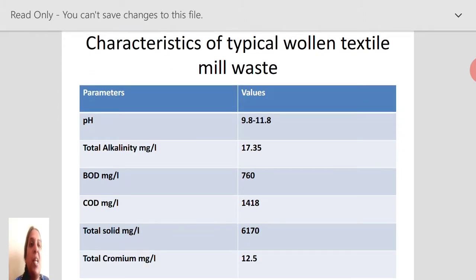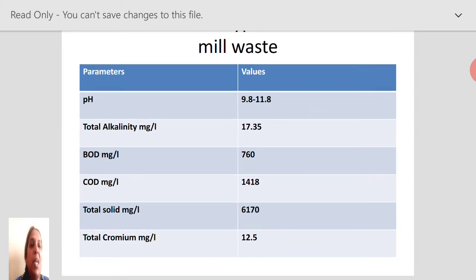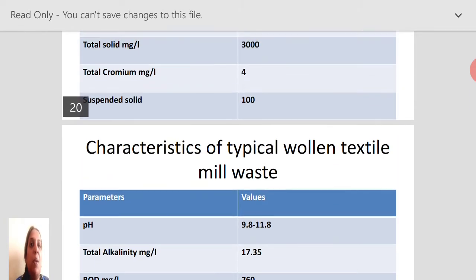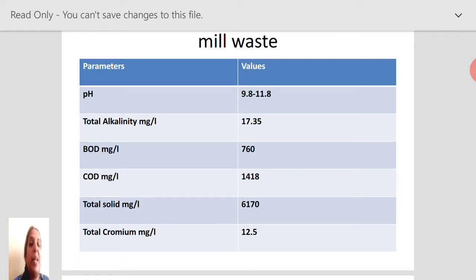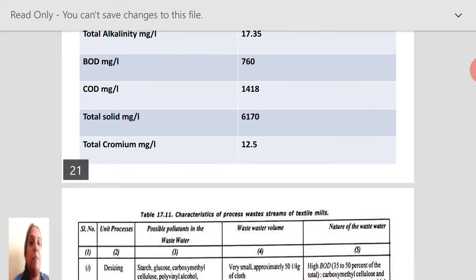And these are the characteristics of typical woolen textile mill waste. You can see here the BOD is 760 milligram per liter, whereas the COD is 1418 milligram per liter, and total chromium, compared to cotton textile mill waste, is higher in woolen textile mill waste, at 12.5 milligram per liter.